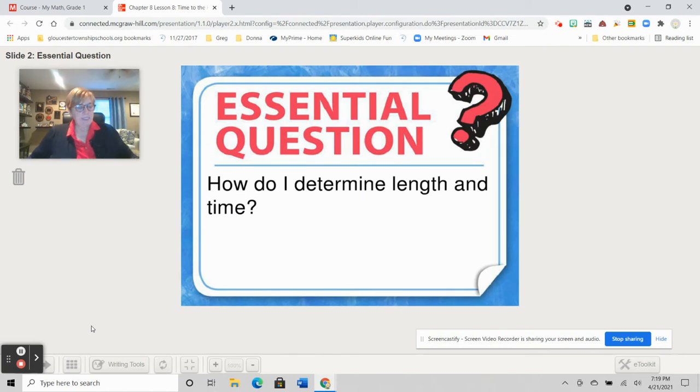So today's lesson, as you saw, was time to the half hour using a digital clock. And we are still going to work on the essential question, how do I determine length and time?